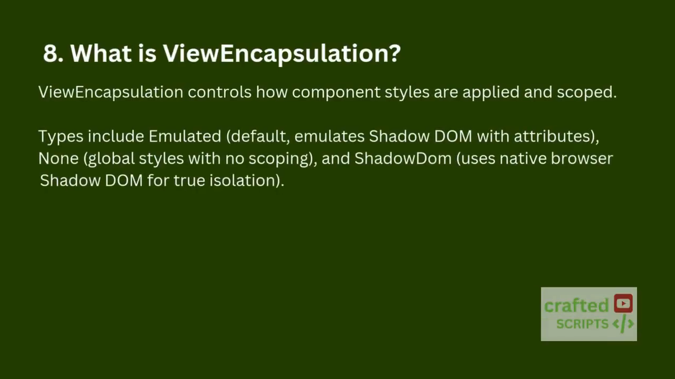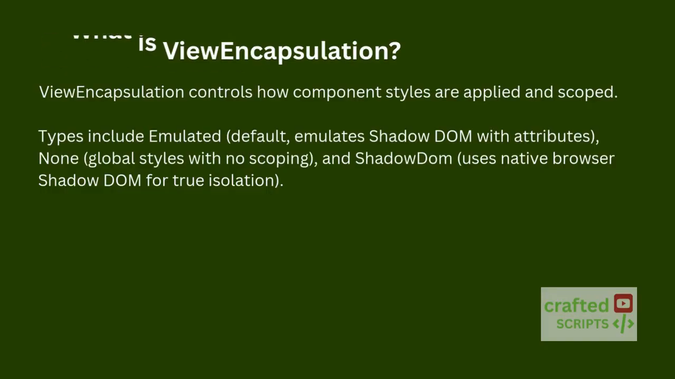Question number 8. What is view encapsulation? View encapsulation controls how component styles are applied and scoped. Types include emulated, the default, which emulates shadow DOM with attributes, none, global styles with no scoping, and shadow DOM, which uses the native browser shadow DOM for true isolation.